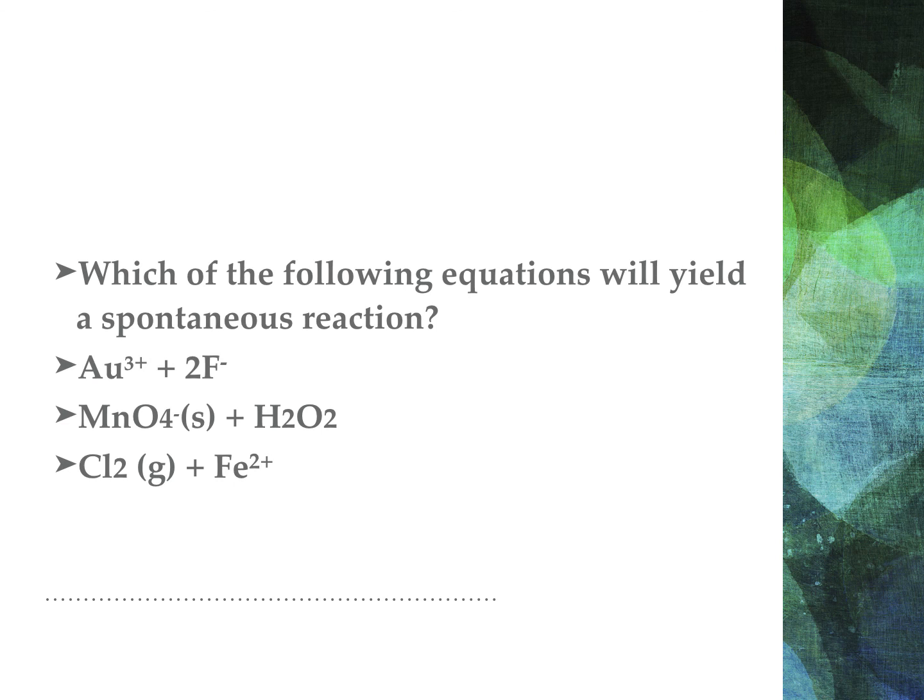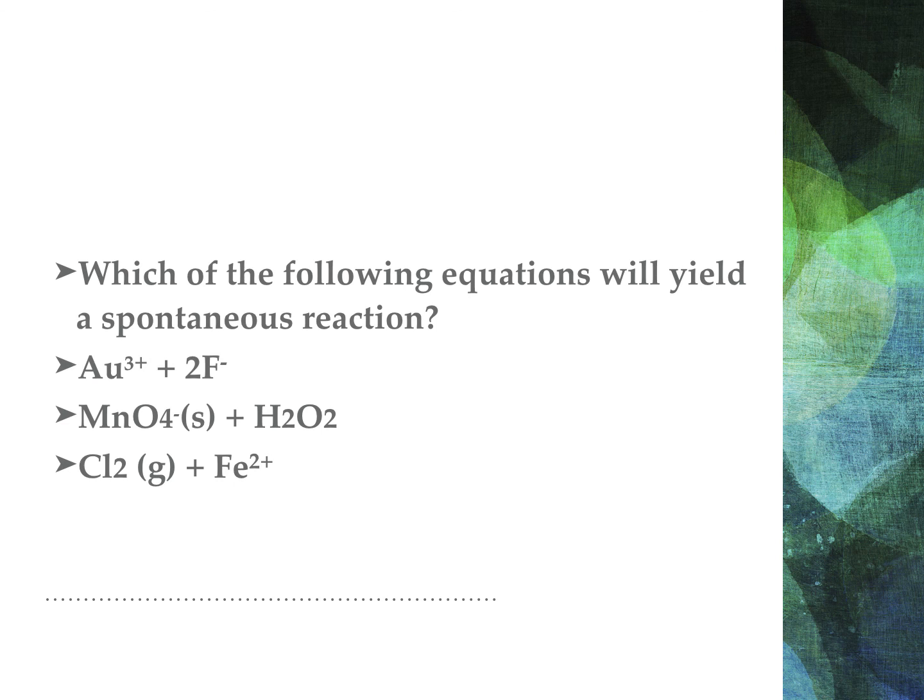In the second equation, all looks good since our oxidizing agent permanganate is well above our reducing agent hydrogen peroxide. However, upon second glance, permanganate needs hydrogen ions to react. Since there are no hydrogen ions in the equation, the reaction is non-spontaneous.